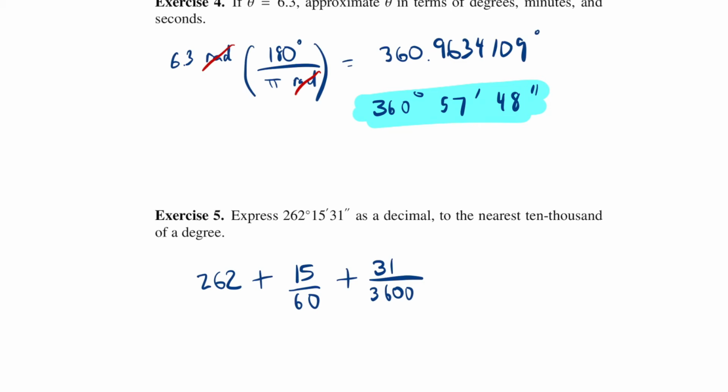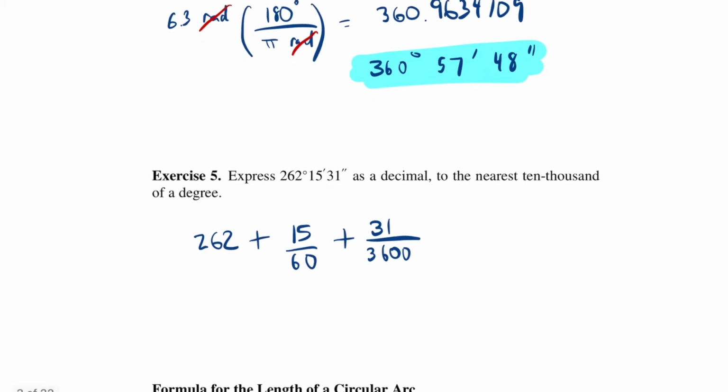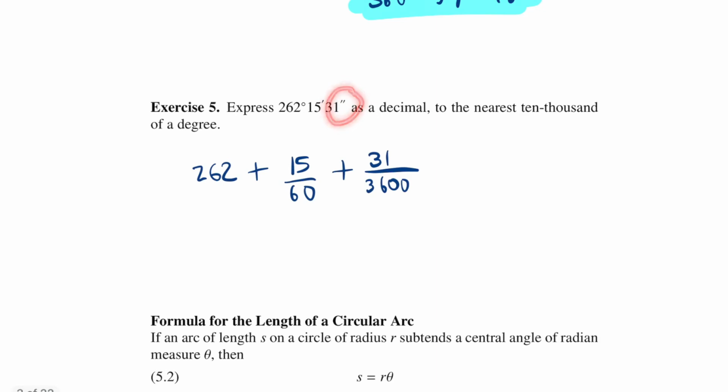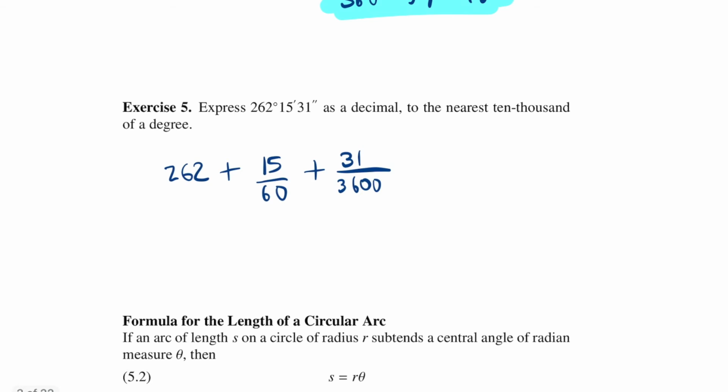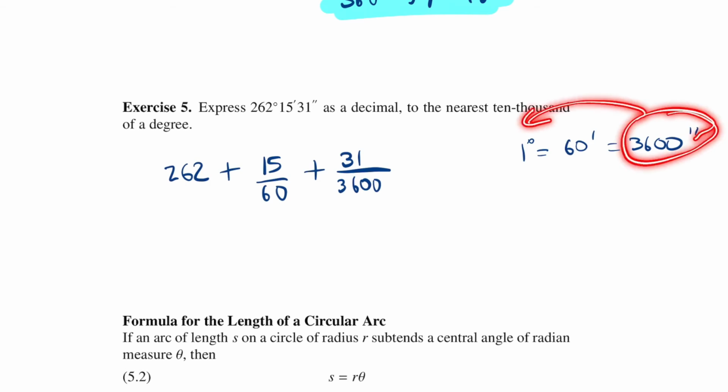And that's because when you're converting seconds into degrees, remember the ratio or the equivalence is this. Let's see, 1 degree is equivalent to 60 minutes, and then 60 minutes is going to be 3,600 seconds. So 3,600 seconds is equivalent to 1 degree. All right.